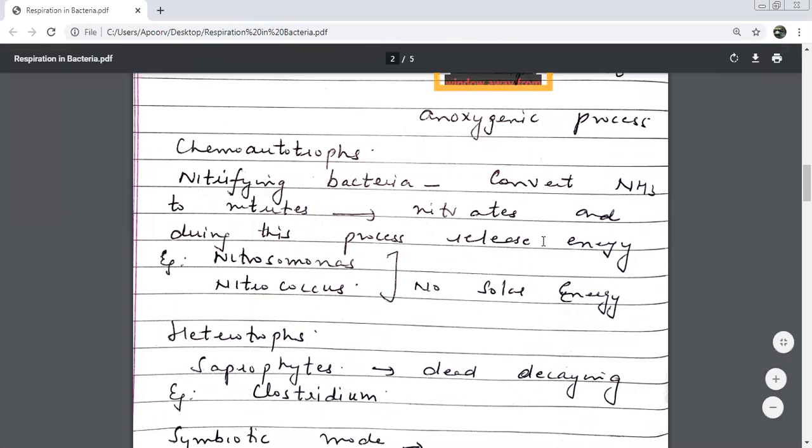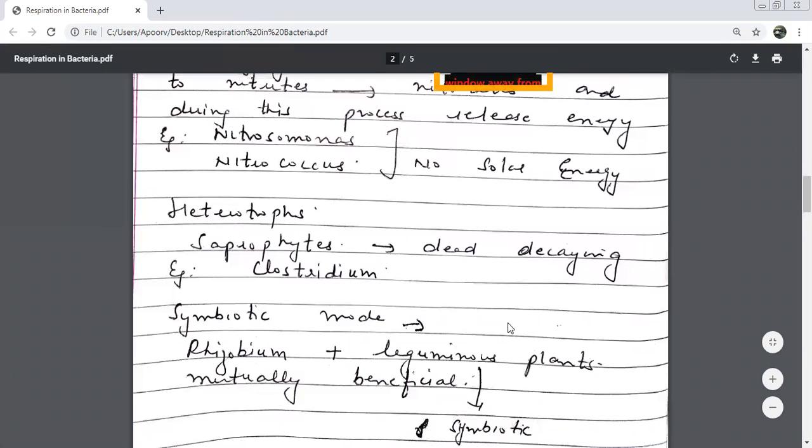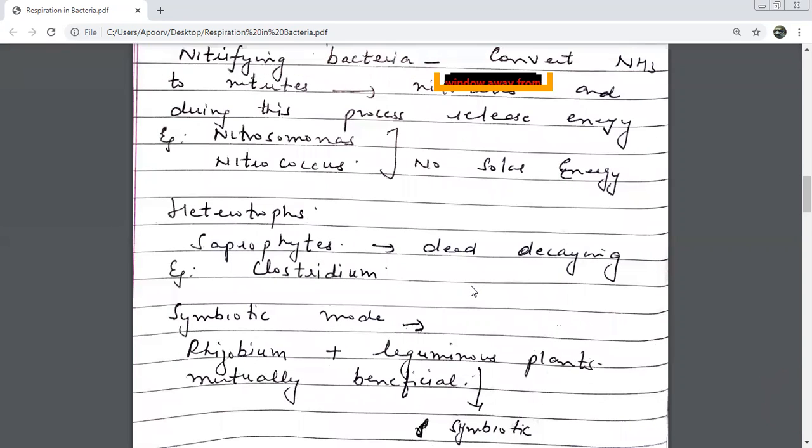Let's move on to heterotrophic bacteria now. Heterotrophs are very simple. The first category is saprophytes. You know about them. They feed on dead and decaying matter. Just remember the name Clostridium. One example of each we have taken. So what is the example of a saprophyte bacteria?